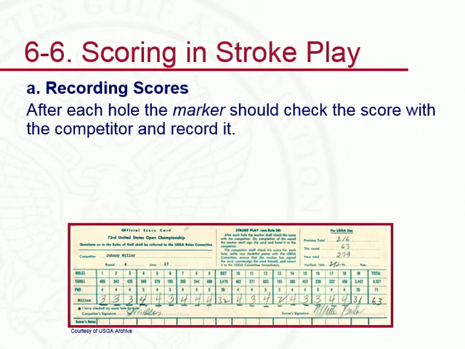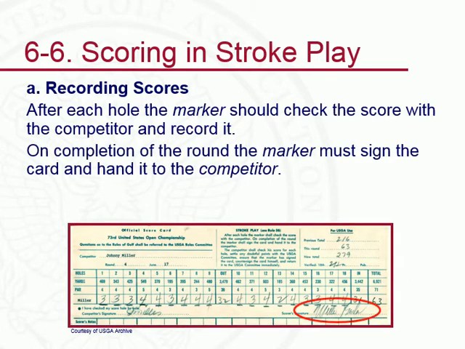Now, Rule 6-6, scoring in stroke play. This rule has been modified in the last rule cycle, so we'll go through it a little bit more in depth. Rule 6-6A is recording scores. After each hole, the marker should check the score with the competitor and record it. So it's not a requirement that they check with the competitor and record it right away, but it is good practice to do so.